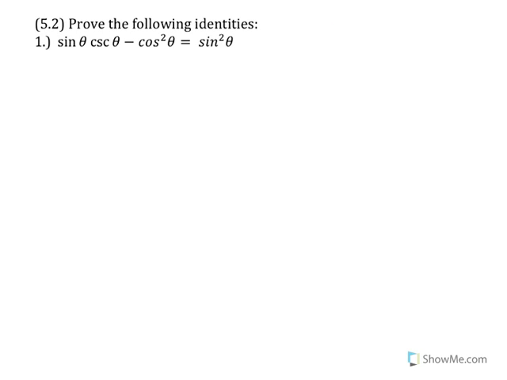Okay, the next part of the review is proving the following identities. So something like number 1, we start out very simple. Remember, when you are proving identities, you are only touching one side. You cannot touch the other side. You leave it. It's just what you're trying to get to.